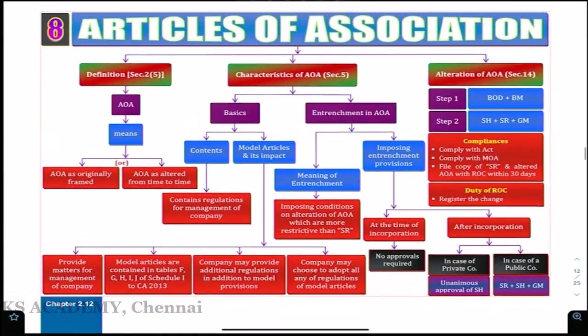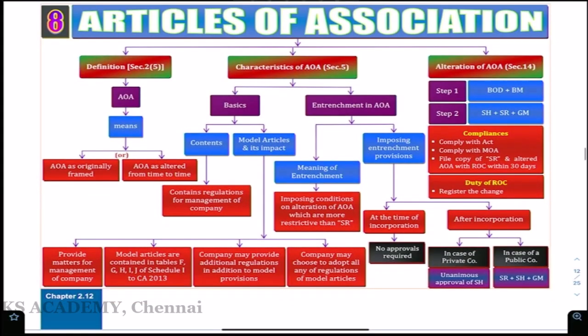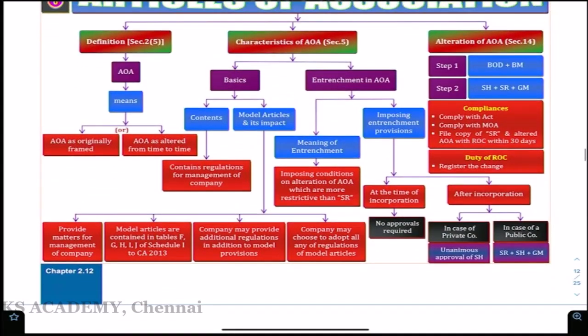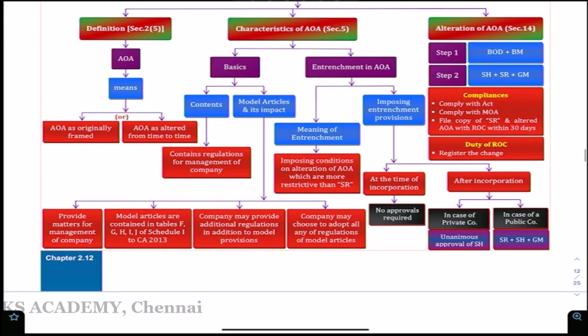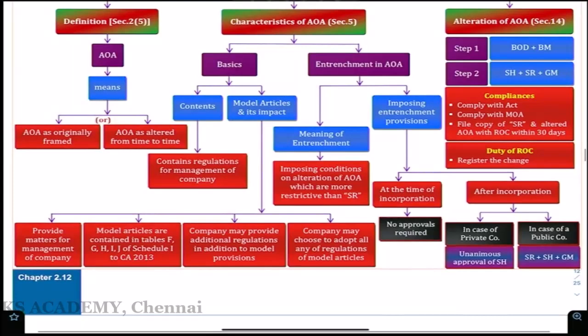So what is the section we are going to deal with? Section number 5. What is the topic? Articles of association. First, let us see the content clearly in detail before we make an analysis. Start. Definition. What is AOA? AOA means AOA as originally framed or AOA as altered from time to time.